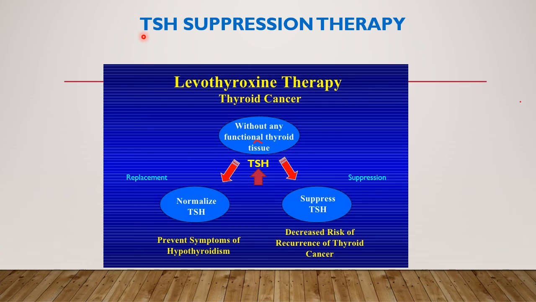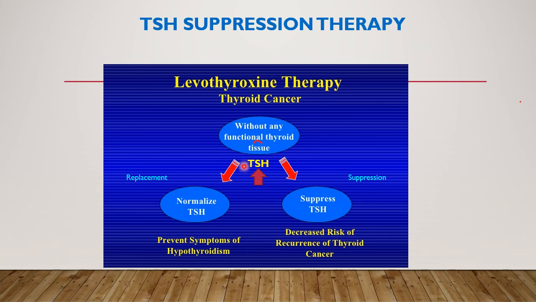Now let's look at the principle of the TSH suppression therapy for thyroid cancer. This is usually done for patients after total thyroidectomy, where the thyroid cancer has been removed and that patient is without any functioning thyroid tissue. As a result, the patient is given replacement therapy, and this replacement therapy normalizes the TSH. Otherwise, the TSH tends to increase to stimulate more production of thyroxine.